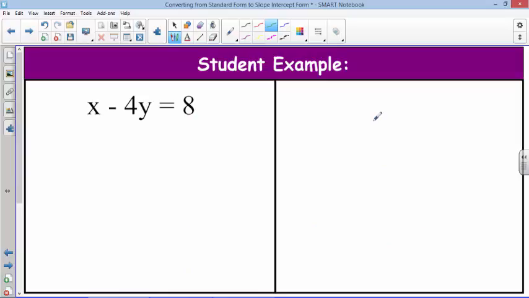Alright, go ahead and pause the video, write down this last example, come back and we'll work through it. Alright, so in this last example we have x minus 4y equals 8. So I'm going to subtract x from both sides. These will cancel out. I have my negative 4y is equal to minus x plus 8. Then I want to divide everything by negative 4.